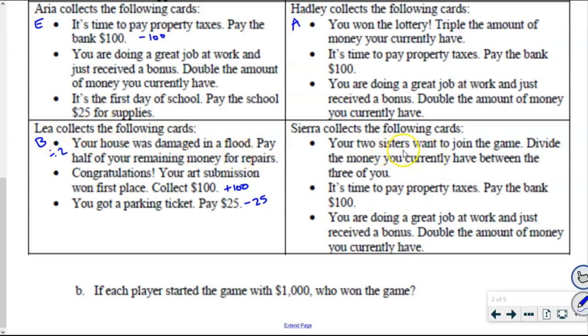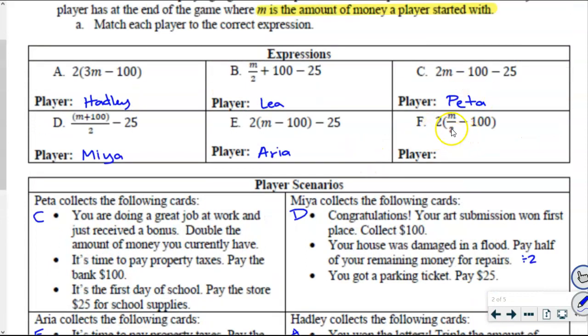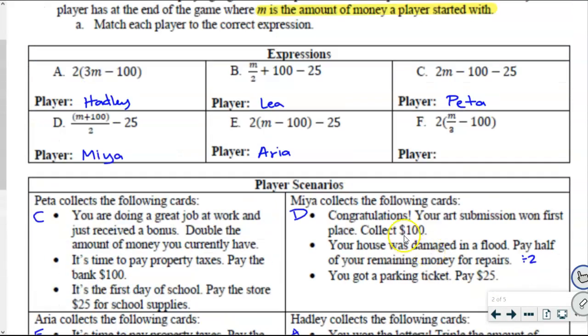Your 2 sisters want to join the game. Divide the money you currently have between the 3 of you. So even though 2 sisters join the game, you're keeping a third of it and giving a third of it to one sister and a third of it to another sister. So that's why we're dividing by 3 first. Looks like the next thing I should be reading according to this expression is something about us losing $100. It's time to pay property taxes, so we pay the bank $100. That matches perfectly. And then we double the amount of money because we're doing a great job at work. So we see the divided by 3 minus 100 grouped together because it happened first, and then it is doubled.